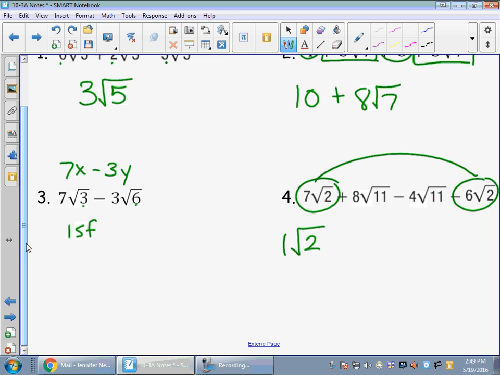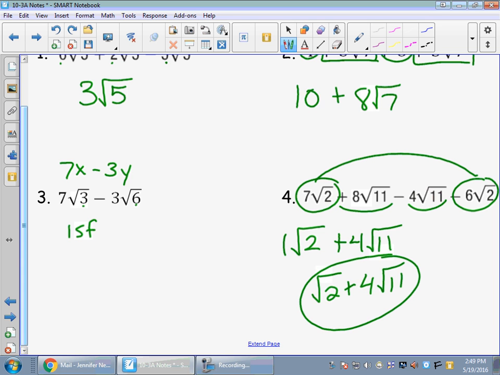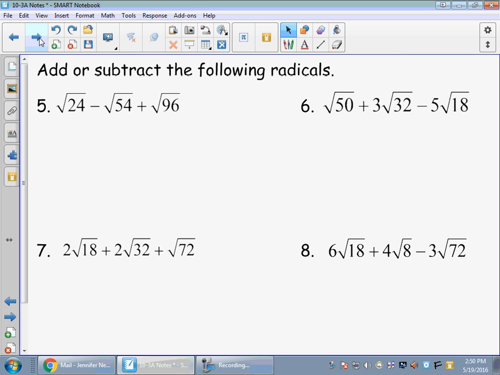Okay, and then I have a positive 8 ugly root 11s, and then I subtract 4 of those ugly root 11s, so I'm left with 4 square root of 11. So square root of 2 plus 4 root 11. You can't put them all together because they're not the same values. The square root of 2 is an ugly decimal. Square root of 11 is an ugly decimal, but they are not the same ugly decimal, so you can't put them together.